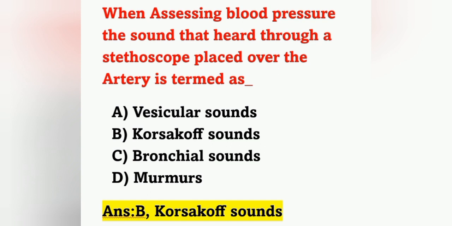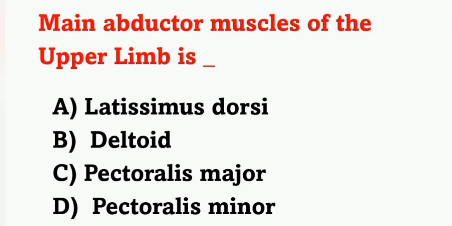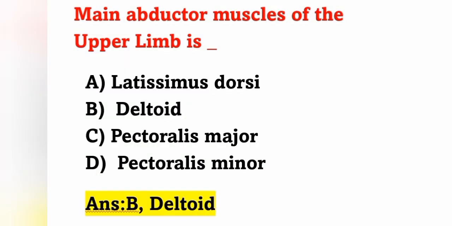Move on to the next question. The main abductor muscle of the upper limb is? Option A latissimus dorsi, option B deltoid, option C pectoralis major, option D pectoralis minor. And the correct answer is option B, deltoid muscle. Abductor muscles mean the muscles which cause movement of the body away from the neighboring structure. Here, the abductor muscle of the upper limb is deltoid.